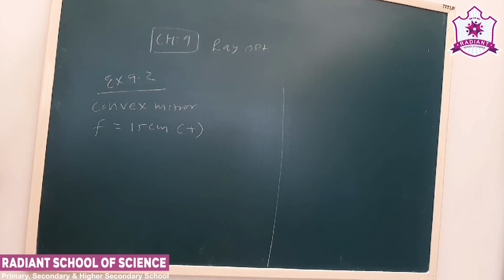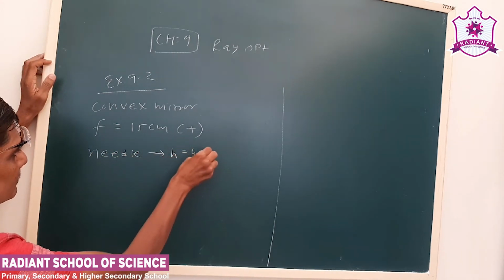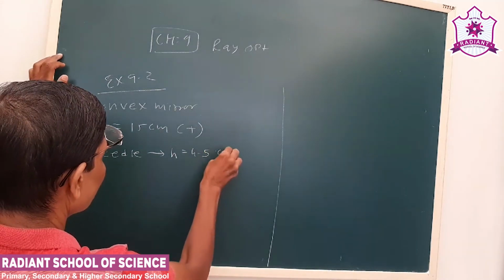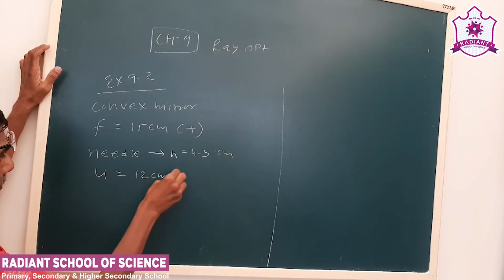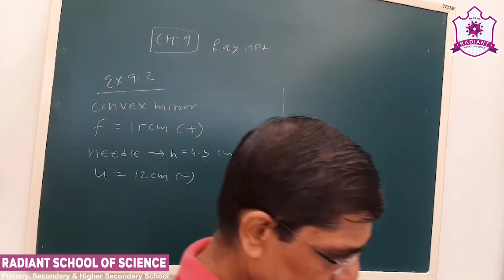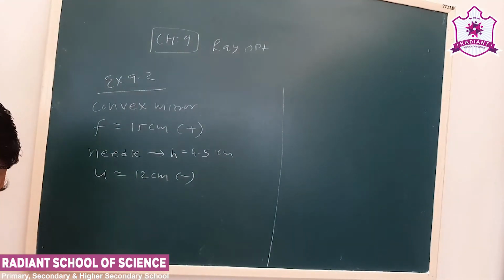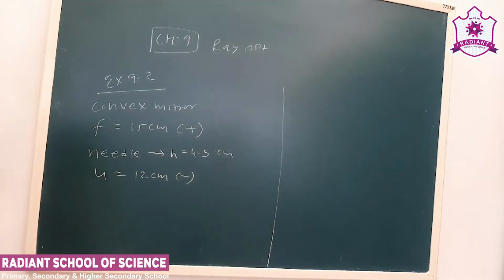Now a needle of 4.5 centimeter height is placed in front of a convex mirror at a distance of 12 centimeter. But we know for any kind of mirror, concave or convex, U is always negative. We have to find out the type, size and position of the image. Now here is the case of a convex mirror. We have seen earlier that the image formed by a convex mirror is always virtual, erect and smaller.